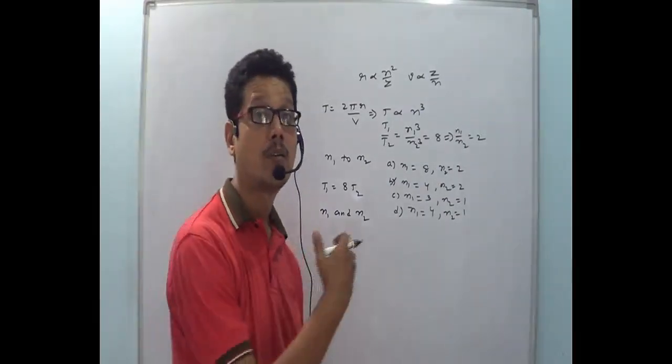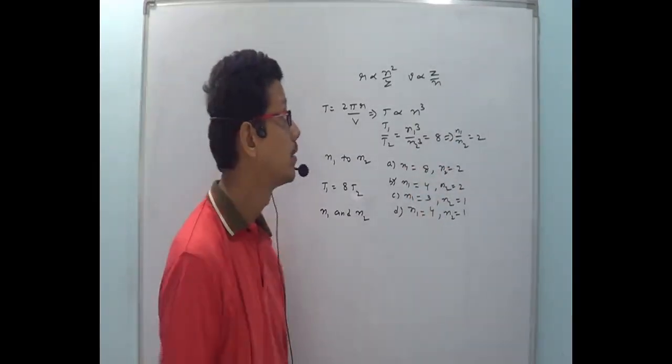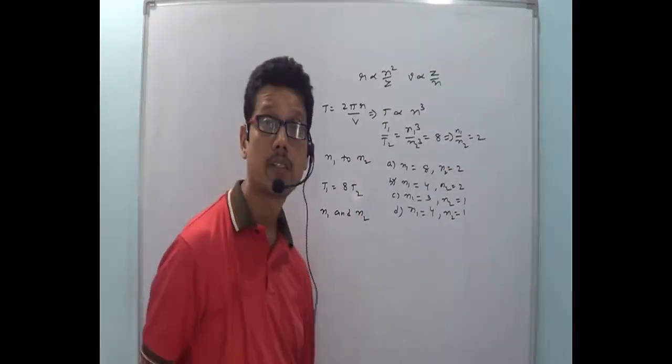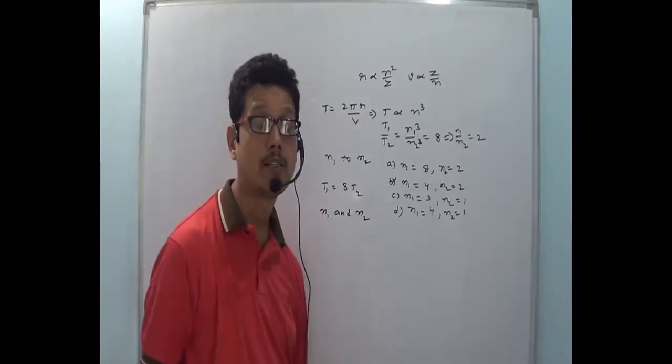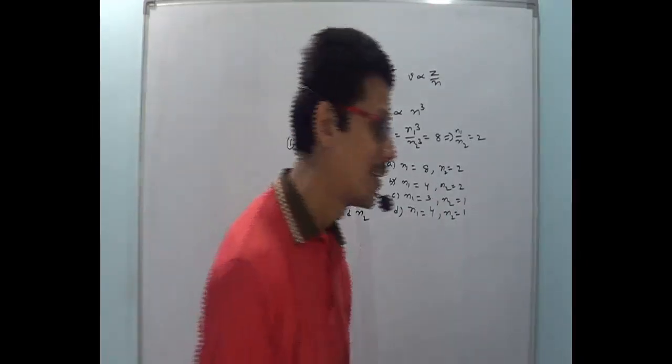आपका ये n1 n2 का रेशियो क्या आना है? 2:1 आना है, right? And what is the relation between radius of the Bohr's orbit and n square by z? Okay, next.